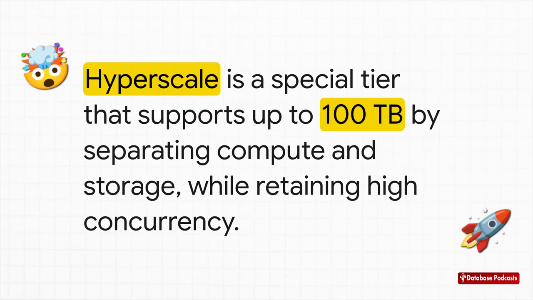Now, I have to mention one important exception here that kind of blurs the lines: Azure SQL Database Hyperscale. This is a special tier that actually separates compute and storage, a lot like Synapse does, which allows it to scale all the way up to 100 terabytes and even beyond. The key difference, though, is that it still keeps the high concurrency of a traditional SQL database. It's an incredibly powerful option for those really large databases that still need to support a high volume of transactions.